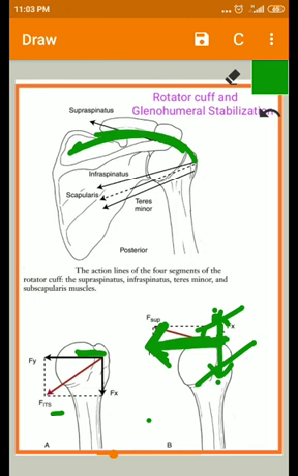dynamic stabilization. In the next session, in the next video, we are going to see the long head of biceps involvement in the glenohumeral dynamic stabilization. Thank you.